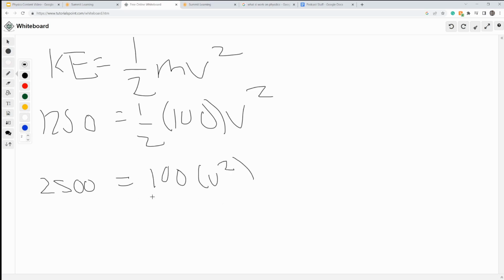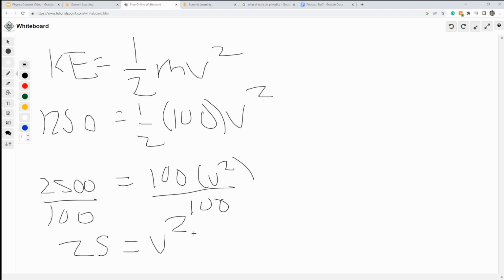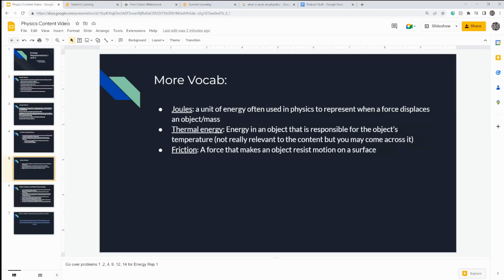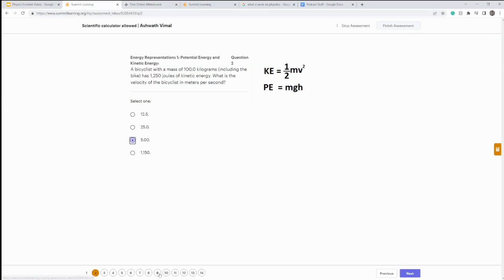Then we're going to divide by 100 on both sides, so we can cancel out the 100. Then we're left with 25 equals velocity squared. And we know that what squared equals 25? That would be 5, right? So the velocity equals 5. There we go. All right, and I'm going to go to number 9.